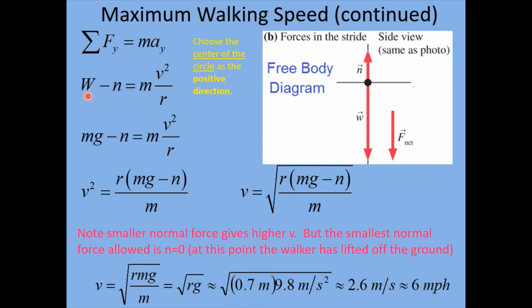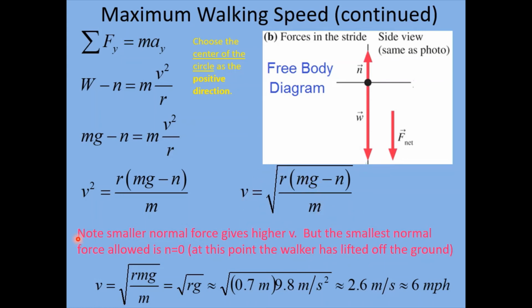Weight is always equal to mg, but the normal force here is not necessarily equal to mg, because she's in uniform circular motion, and so the normal force is probably going to be less than her weight. So let's just leave it as N for now. We're going to solve this for v squared. We can multiply both sides of the equation by r and divide by m, and then take the square root, and we get v equal to the square root of r times (mg minus N) over m.